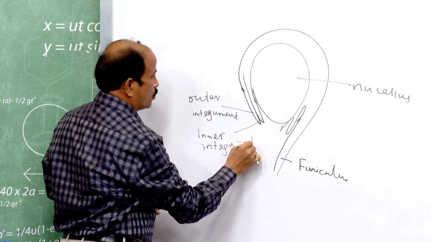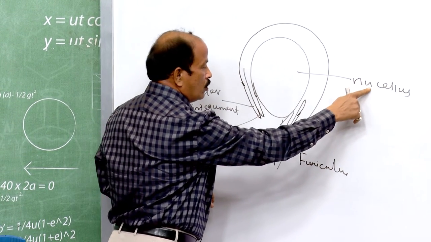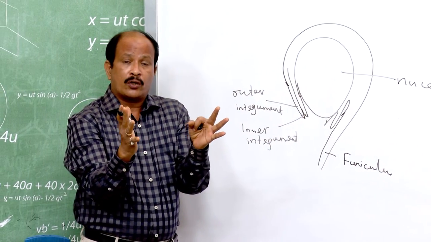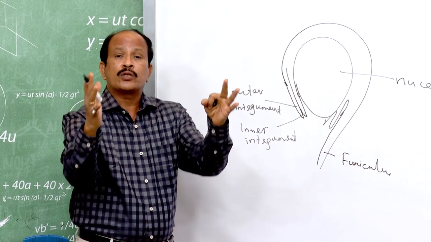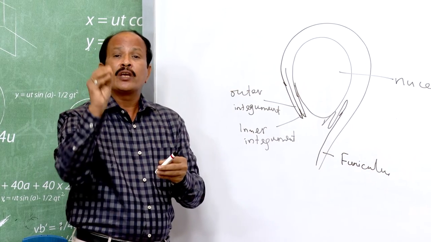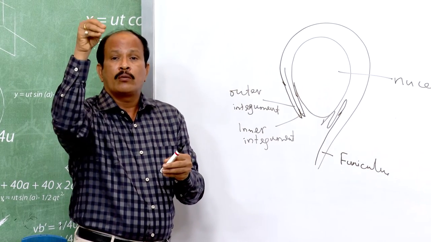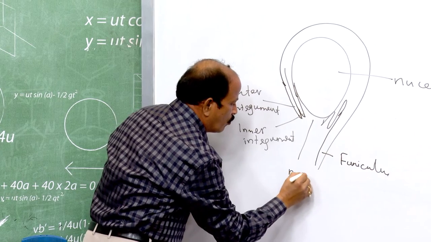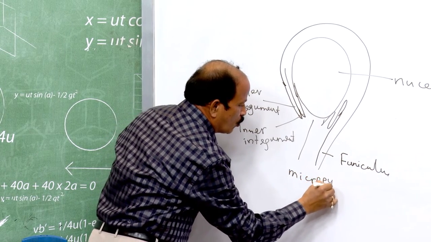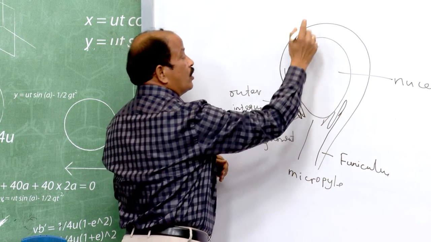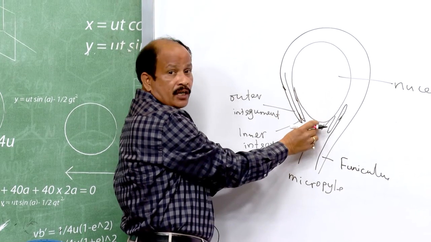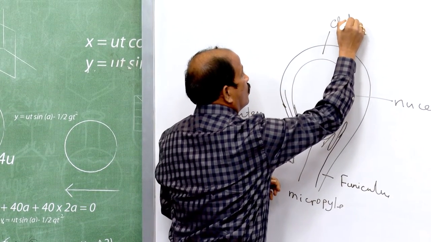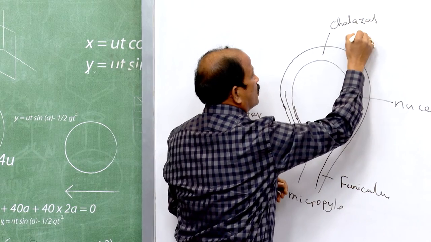The central mass of cells is the nucellus, and the integuments, the coverings, encircle the nucellus from one side, leaving a small aperture at the top, and this is your micropyle. This is your micropyle, a small opening, and the other end is called chalazal. So, this end is called the micropylar end, and this one is called the chalazal end.